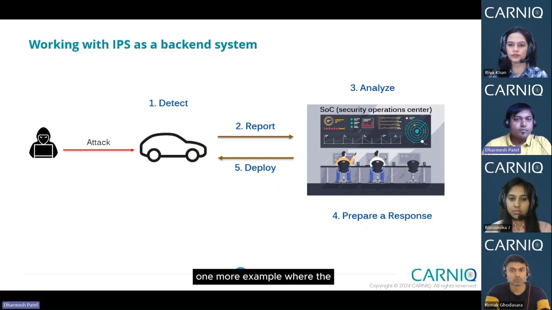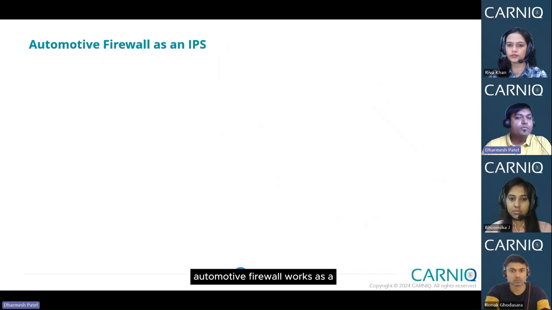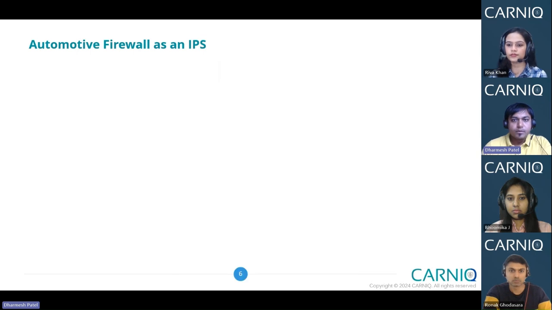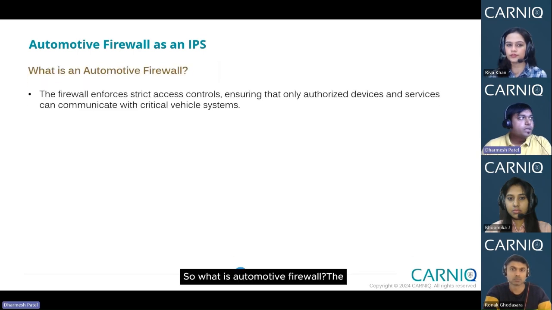Now let's see one more example where the automotive firewall works as an IPS, and this will be the real-time one. So what is an automotive firewall? The firewall enforces strict access control, ensuring that only authorized devices and services can communicate within the critical vehicle systems. So basically, it's similar to the firewalls we see in networks and the internet also. It has certain predefined rules in it, and based on these rules, the traffic will be passed from input to output.